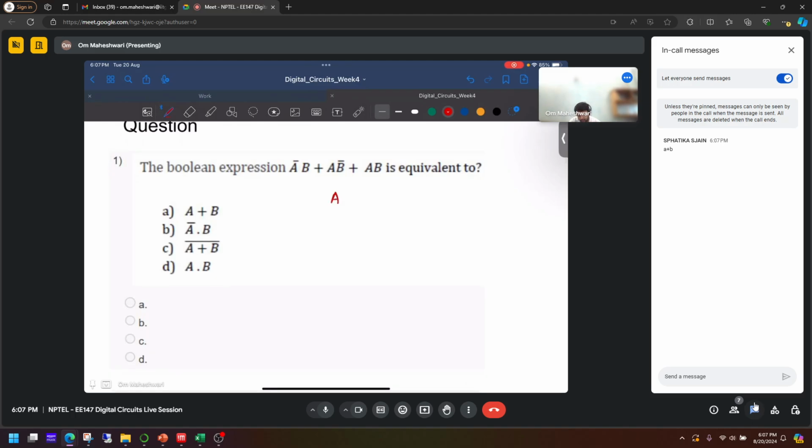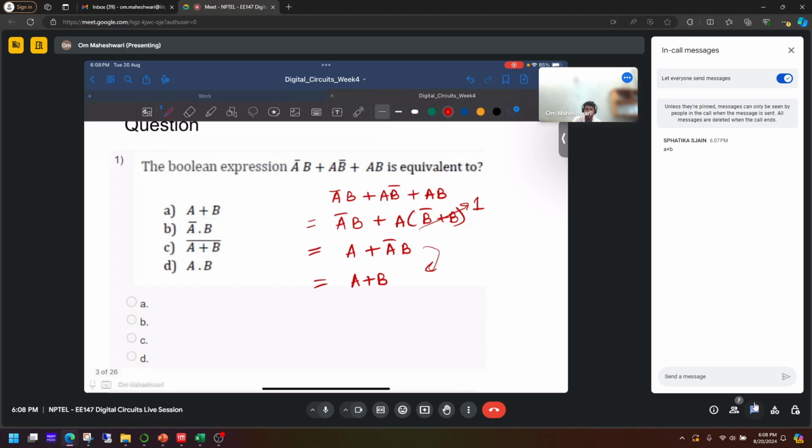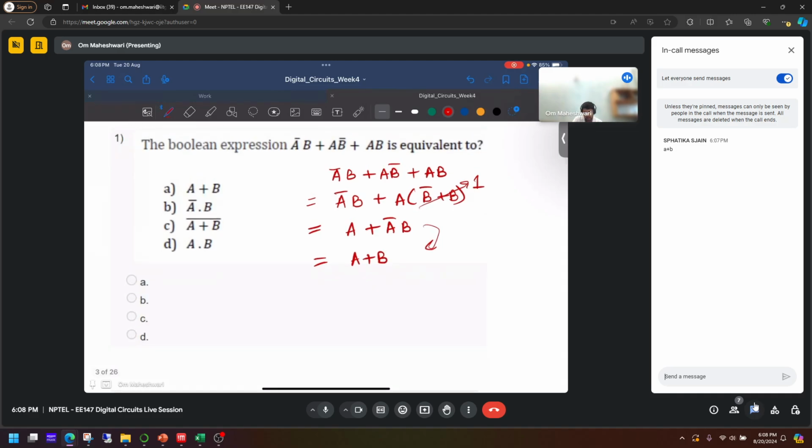So we have A bar B plus A B bar plus AB, right? What we can do is take A common from the last two terms. This is B bar plus B, which will become 1. So we have A plus A bar B, and this is A plus B. This is an identity, right? If you remember, A plus A bar B is A plus B. So our answer is A plus B.